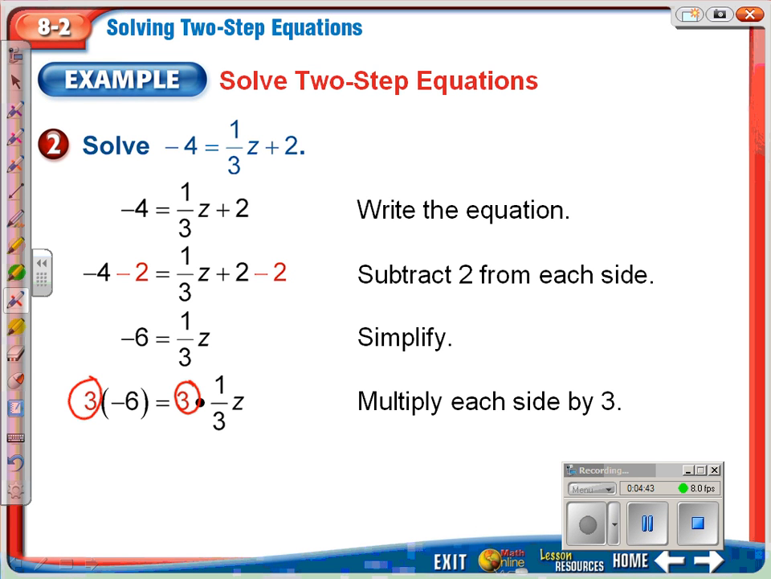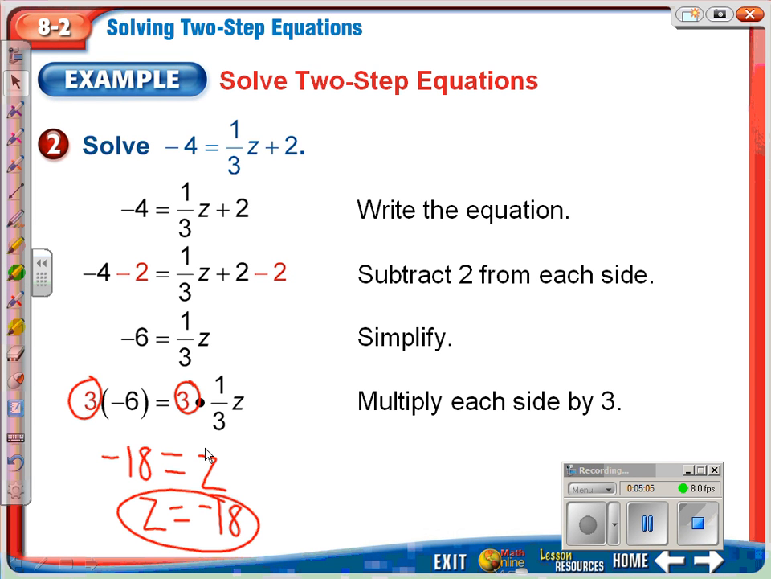In other words, 3 is a reciprocal of 1/3. All that's left on the right in this case is z, and 3 times -6 is -18. And I just feel like my answer isn't quite finalized until I turn it around and have my variable on the left. It's not wrong if you leave it on the right, but I prefer it to be on the left to finalize your answer.